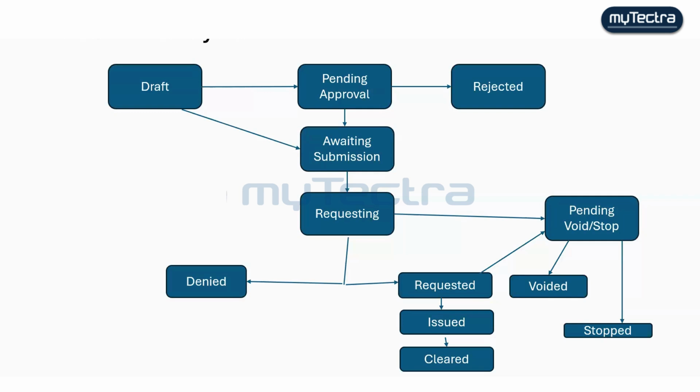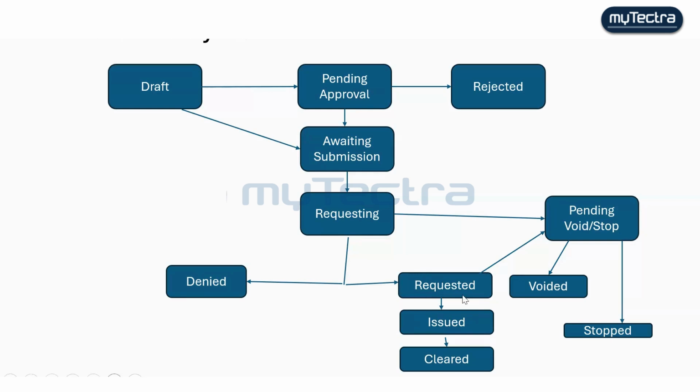Then once you send it to the external system, it can also deny it, due to some reason. Then it is denied. Otherwise, if it's requested, it means our check has reached the external system.